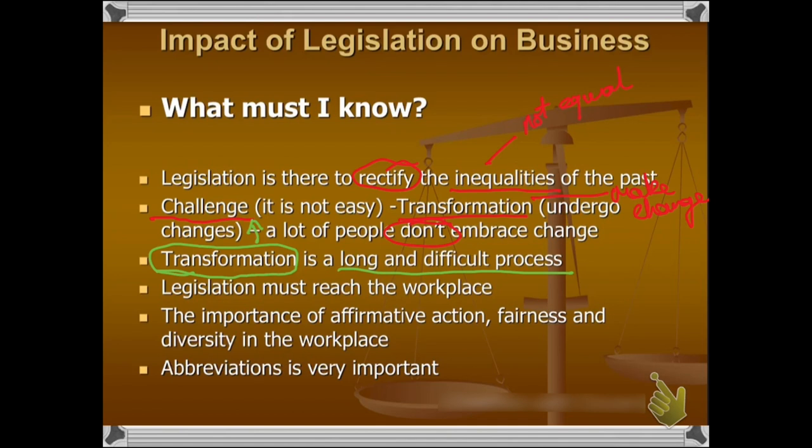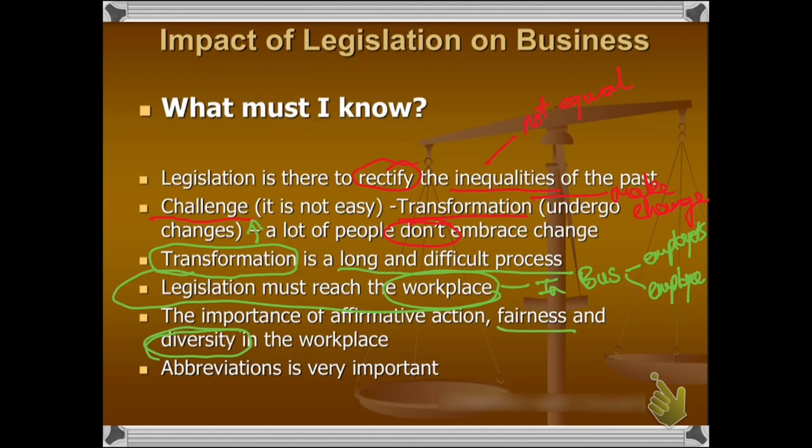So legislation can only transform. And this is the key idea. Transformation can only happen when it reaches the workplace. So that means in businesses, and this is where there are employers and employees. That's where transformation needs to happen. So the importance of transformation is all about the inequalities in the past. So that means what was not equal. So that means we're looking at affirmative action. Now, affirmative action focuses on changing and making better, making equal. So affirmative action focuses then on diversity in the workplace within fairness. And then there's a lot of abbreviations in legislation, which you are then going to need to know.